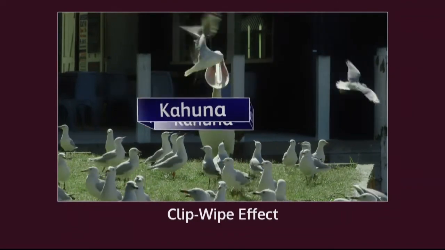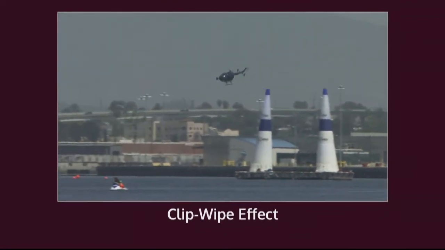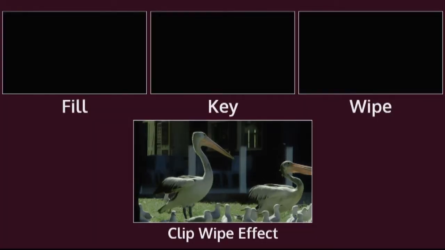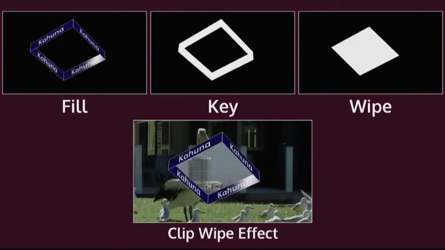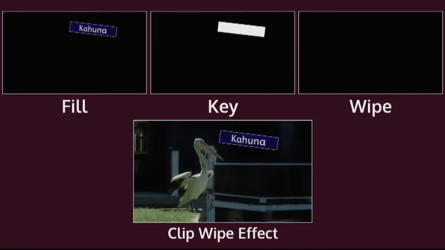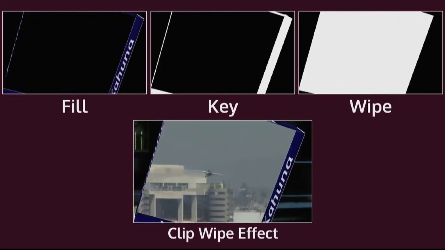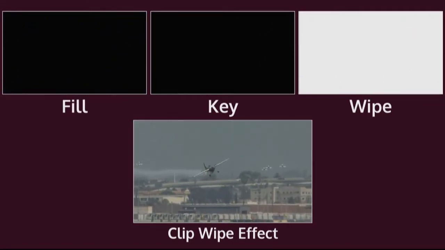In this tutorial, we will show you how to achieve a clip wipe on a Kahuna using a single clip file with one pair of video stores. A clip wipe uses three signals: a video fill, a key, and a wipe pattern. On a Kahuna, the fill and key are combined in a single file. We need to add the wipe pattern to that file. It is important that the fill, key, and wipe signals are all co-timed.